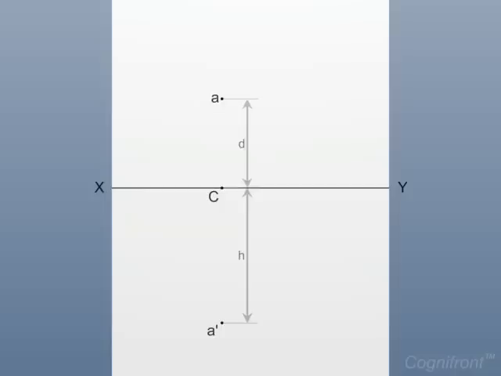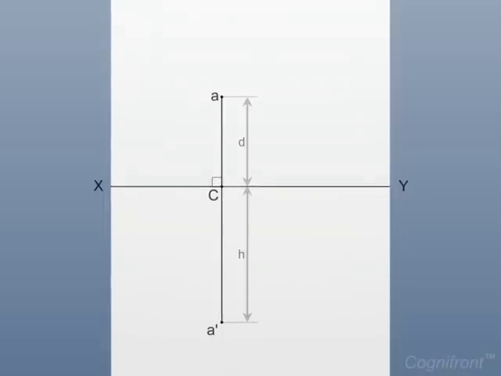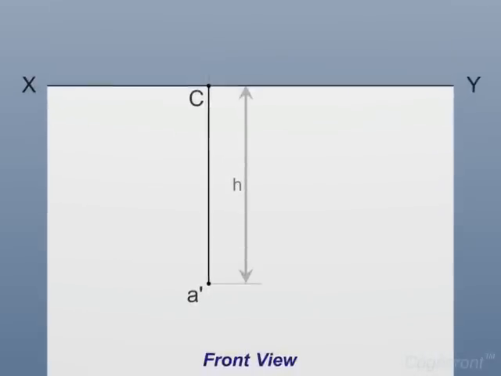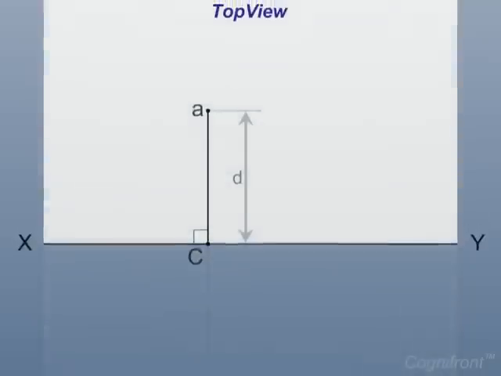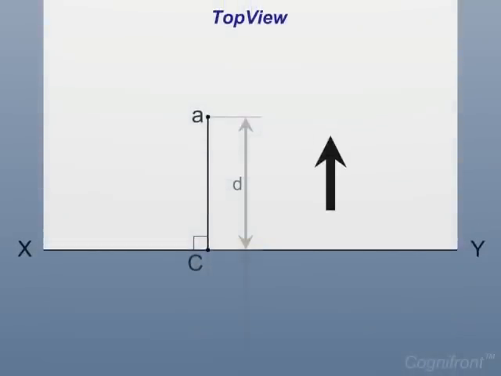The points A and A dash represent the images of the object on VP and HP respectively. The line joining A and A dash is the projector line and is perpendicular to the reference line XY. Observe, its front view will be lying below XY and top view will be above XY.